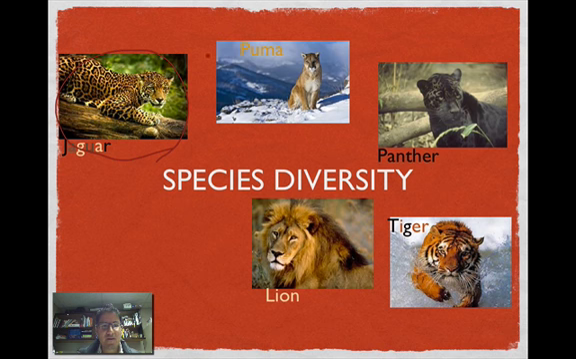Let me just skip over the puma real quick and go over to the panther. The panther is the same cat as the jaguar, but if you dare to get close enough to a panther, you can actually see that it has the same or similar patterns as the jaguar. The only difference with the panther is that the dominant color of its coat is black.